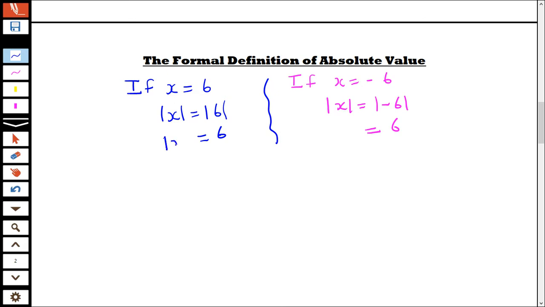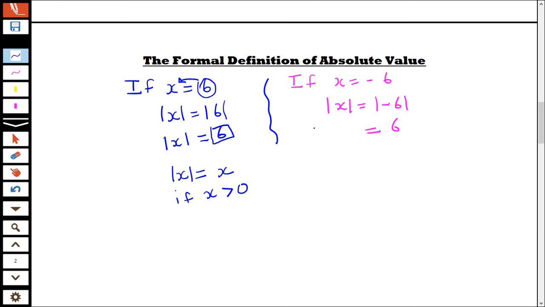Well, in the first one we said absolute value of x is equal to 6. Now what's 6 though? 6 is what x was, wasn't it? So I could actually write down this. Absolute value of x is equal to just x, with the proviso stating that that's if x is bigger than 0. Okay, so this is a positive number here.